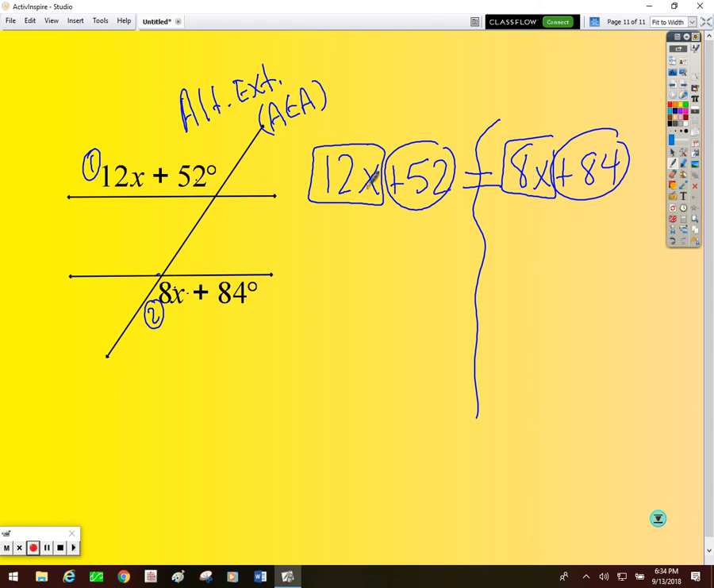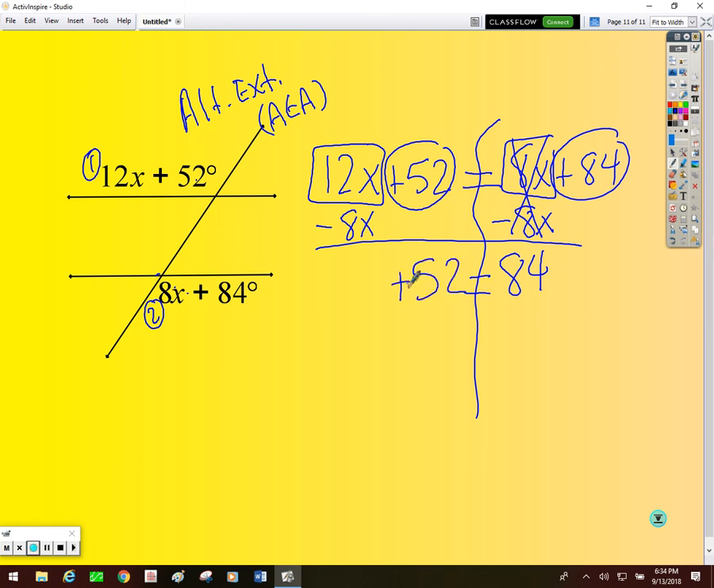Here's my smaller variable. Here's a 12x. Here's 8x. This is smaller. I'm going to move it. The opposite of plus is minus, right? This is going to go away. I didn't do anything to the 84, so bring it straight down. Have not touched the 52, so bring it down with its sign. So now 12x minus 8x is 4x. So we've combined our like terms, and we have come out with 4x plus 52 equals 84.